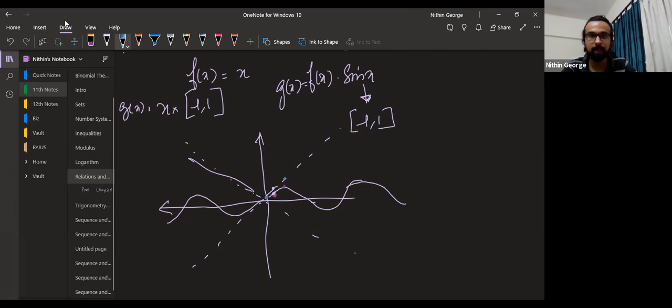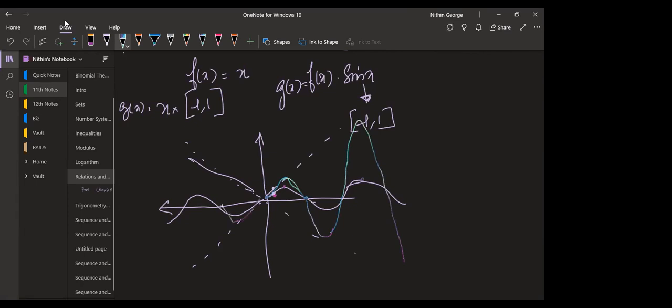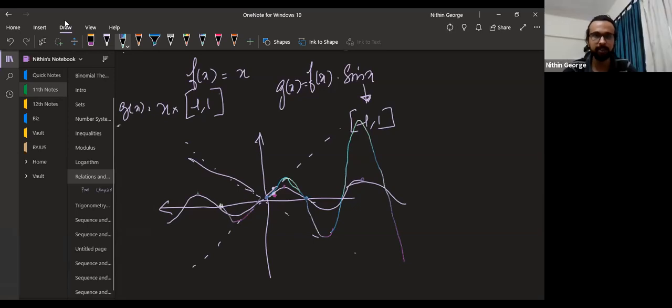So, the idea is you will get a graph that keeps oscillating. At 0, it will become 0 because it's f of x into sin x. At -1, it will touch minus x. At +1, what will happen? It will touch plus x. All right. Now, are you following? Does this make more sense? Yes, sir. At 0, it will be 0. At 1, what will happen? When it's 1, g of x will be equal to x itself. So, it will come to this point.